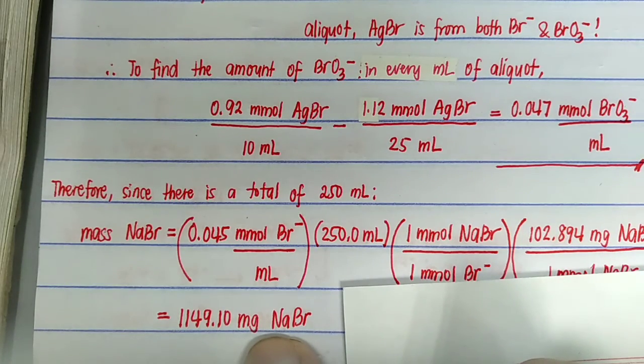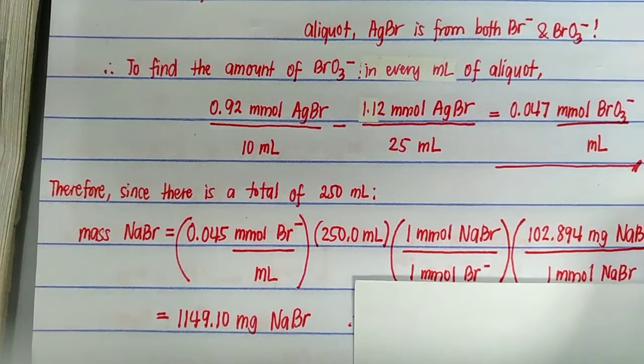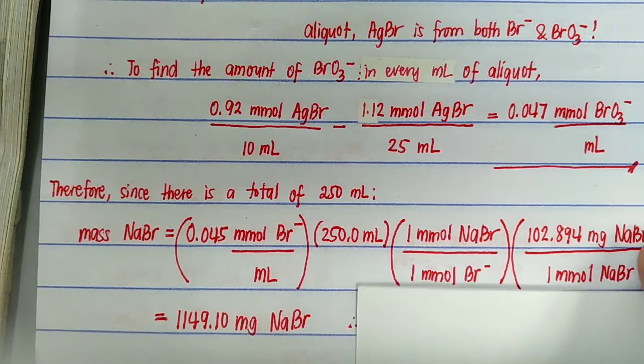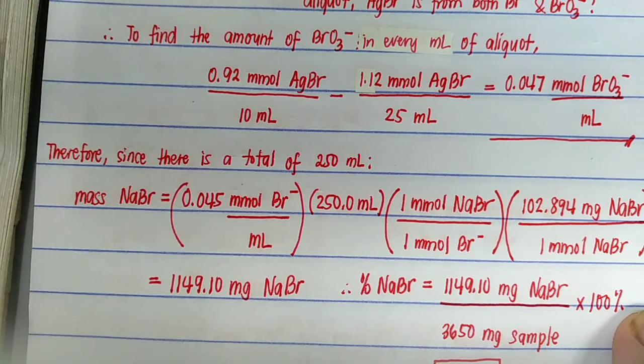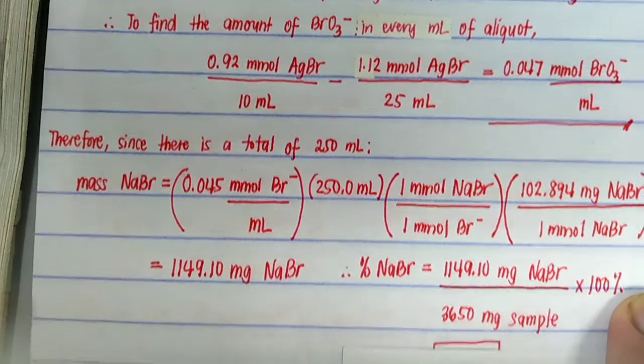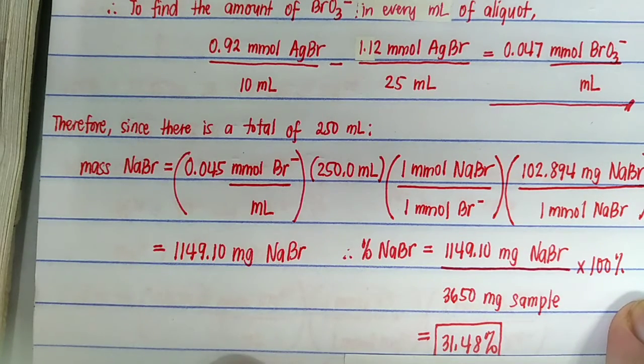Now, since in this problem we're still interested to know the percent composition of our mixture, we divide the mass of the sodium bromide by the total mass of the sample. Multiply it by 100% to get the percent of sodium bromide. So from my computation, this is 31.48%.